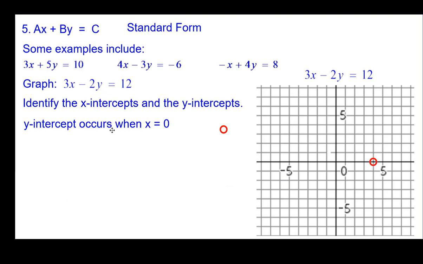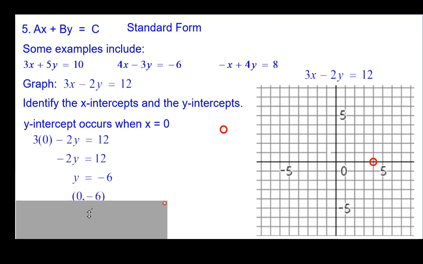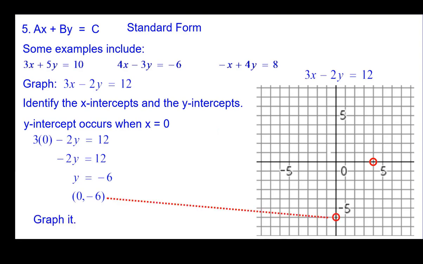The y-intercept occurs when x is 0. Anything on the y-axis, the x-coordinate is 0. So again, we will substitute 0 in for x into this equation. And 3 times 0 minus 2y equals 12. This, of course, is 0. Negative 2y equals 12. Divide by negative 2, and y is negative 6. So our ordered pair, 0, negative 6. And of course, we should graph that on the y-axis, 0, negative 6. There it is.